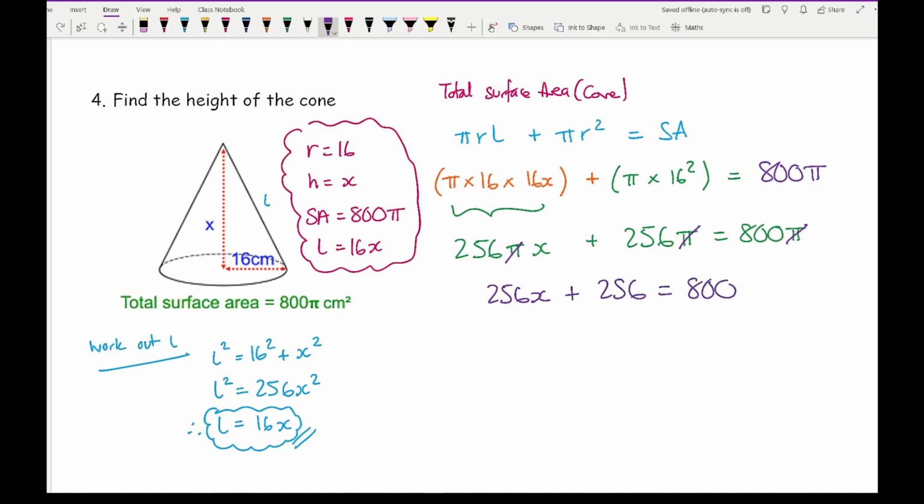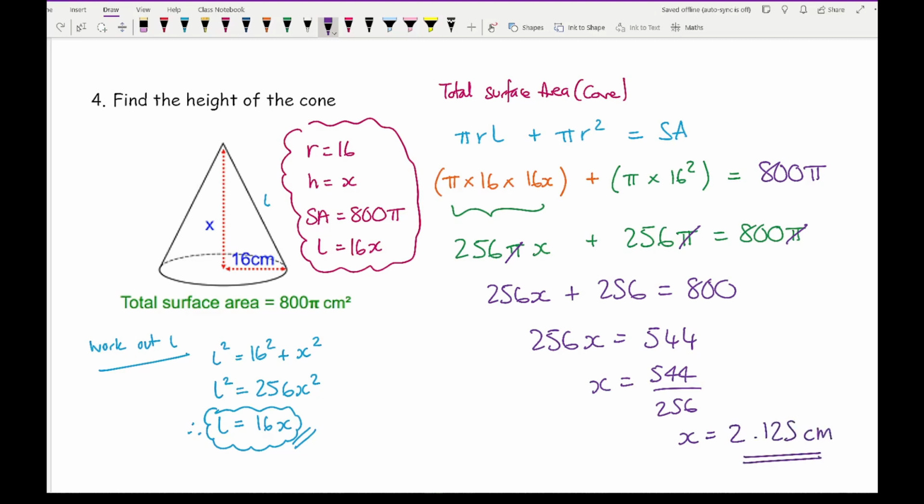Now I've only got one variable, there's no square in there, so I can just go on and solve this as I would a linear equation. What we've got from here is 256x equals 800 minus 256, which is 544. And so x equals 544 divided by 256. So x equals, and it gives me an answer of 2.125, and that's in centimetres, and there is my final answer.